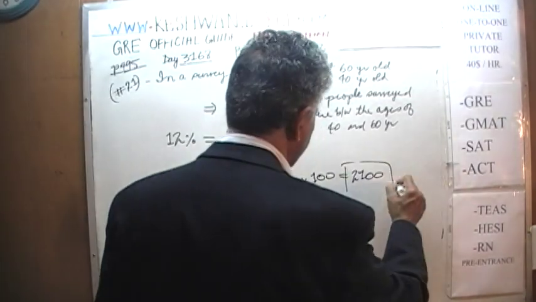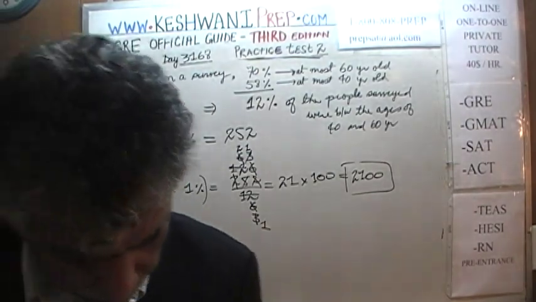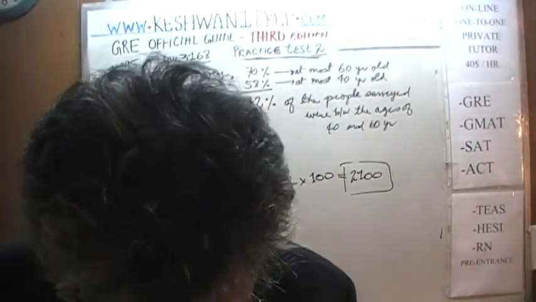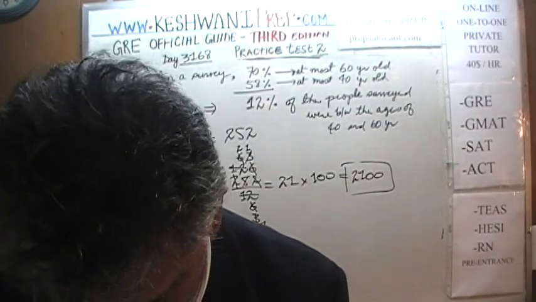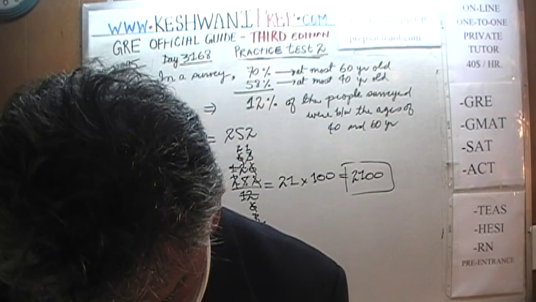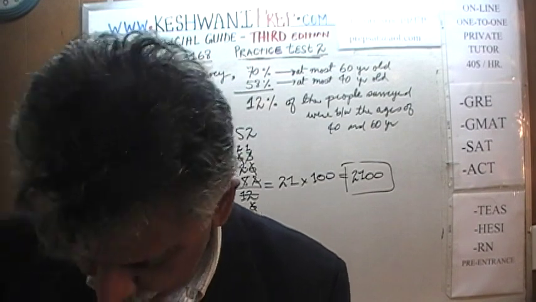2100 is the answer, and that's the answer choice 2100. What answer choice would that be? What number was this? Number 21. That's answer choice B.